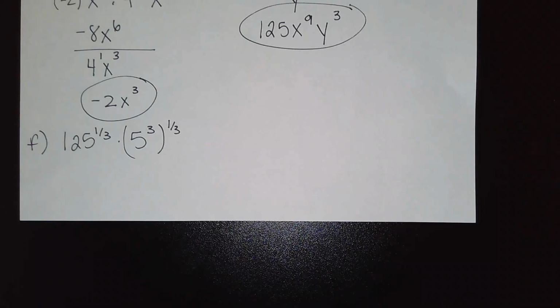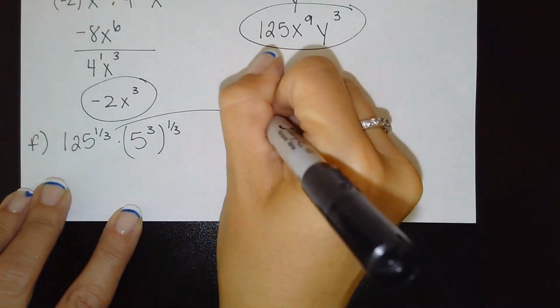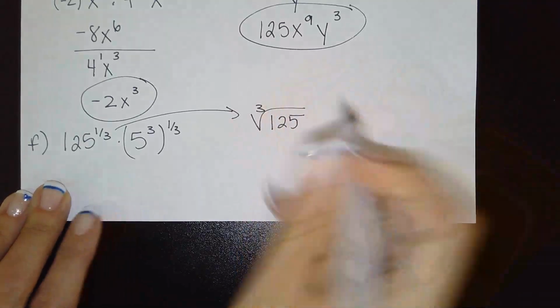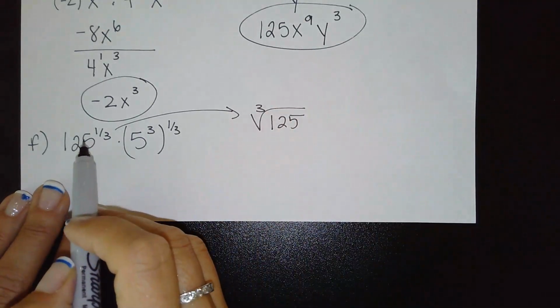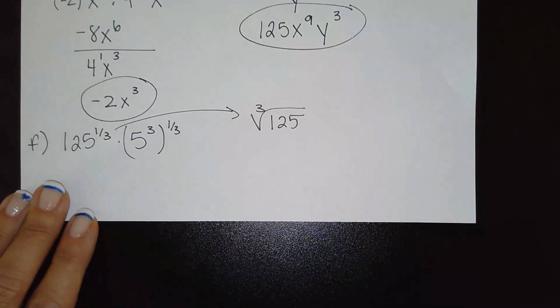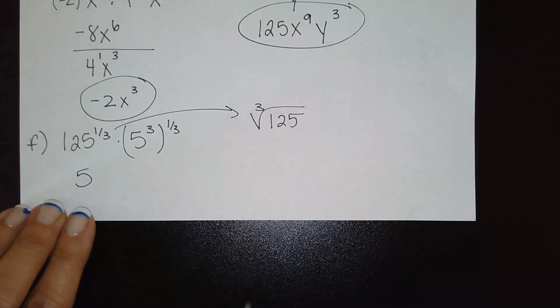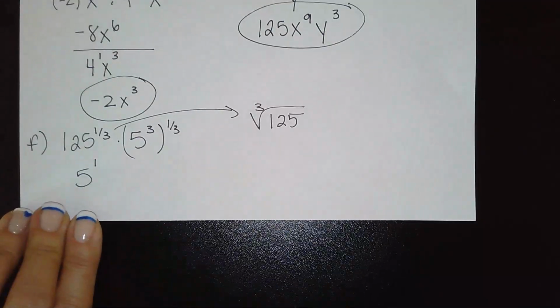When you see the 1/3 power, what does it mean? A root. The cube root. Yeah, it means a cube root. This is the same exact thing as the cube root of 125. Remember, the top number is how many of them there are, and then the bottom number is your root. What is the cube root of 125? 5. So this is 5 here. That's easy, right? This is like 5 to the first.